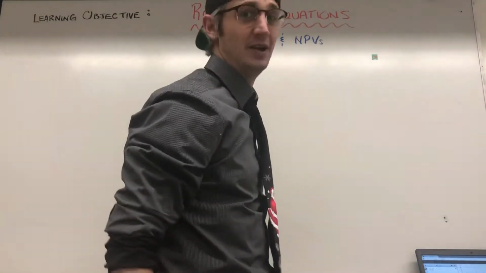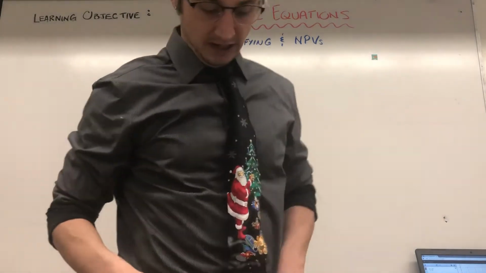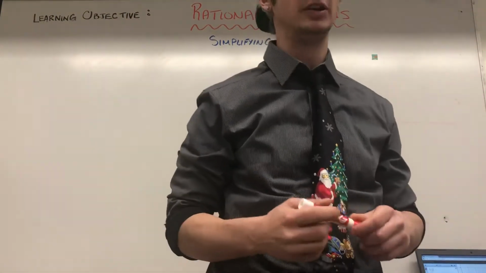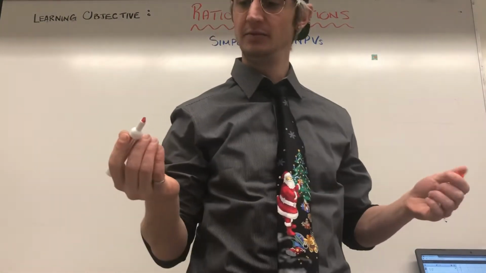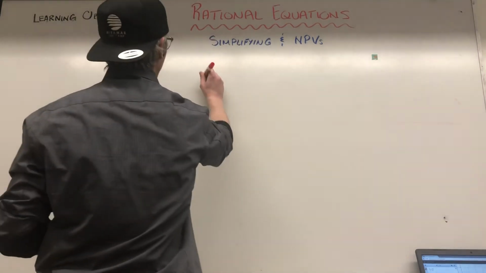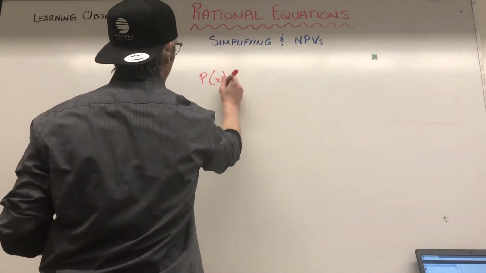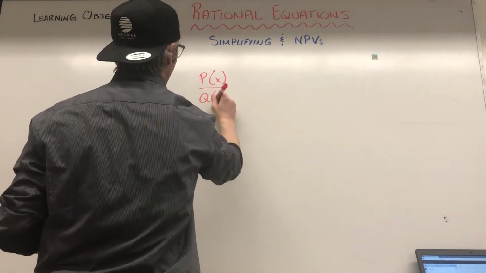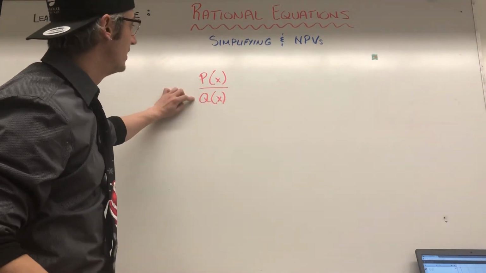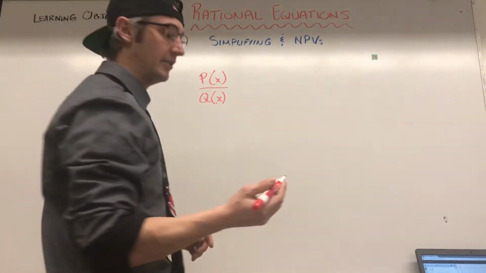Let's grow up. We finished radicals, and now we're jumping into rational equations. But Mr. Nelson, what's a rational equation? Great question, I'll tell you. A rational equation is basically any equation, any division, where we have a variable in the numerator and in the denominator.